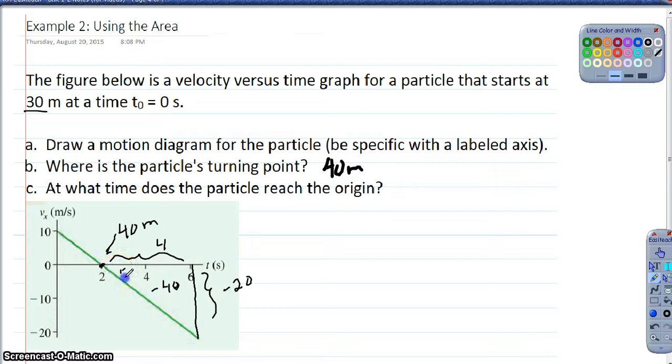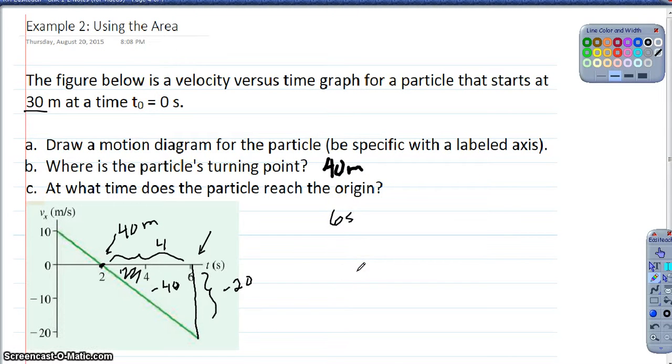So what that tells me is this is negative 40 meters of displacement. So that takes me right back from the furthest turning point of 40 meters back to the origin. So conveniently, this graph actually happens to end when we reach the origin. So after 6 seconds, we would make our way back to the origin.